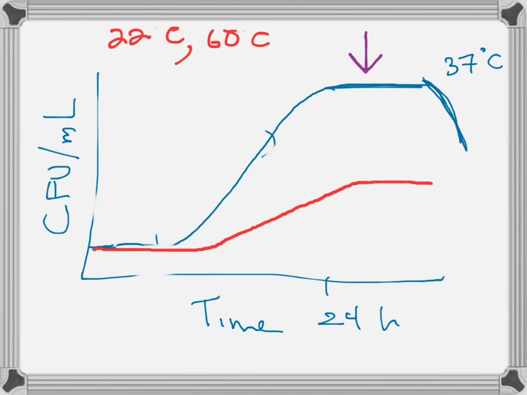Okay. How about 60? Is this within the range that supports growth or outside the range? So what would we expect to see then, Emma? Yeah, flat line, right? So at a higher temperature like 60, what might be the alternative? Yeah, death, decrease. So we might actually see something more like it goes down to 0.